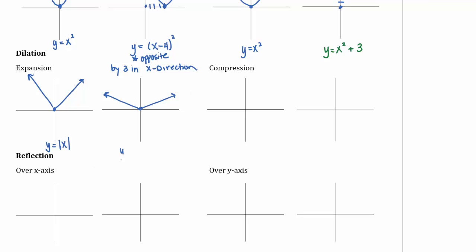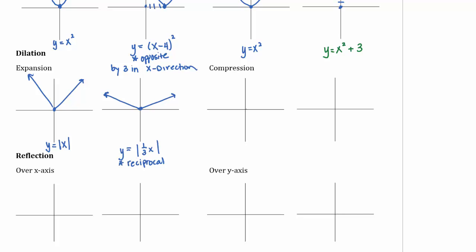So the equation, here's where things get tricky. We're in the x direction, so it has to be next to x. We're going by a factor of 3. So in the equation, I need to put 1/3 x. Okay, it's going to be the reciprocal. And you may notice a pattern. It was opposite with the shift, and it's reciprocal with the expansion on x, only in the x direction.